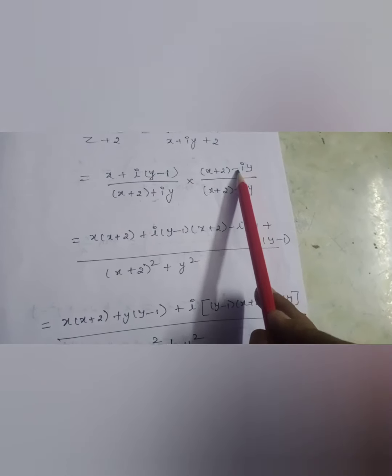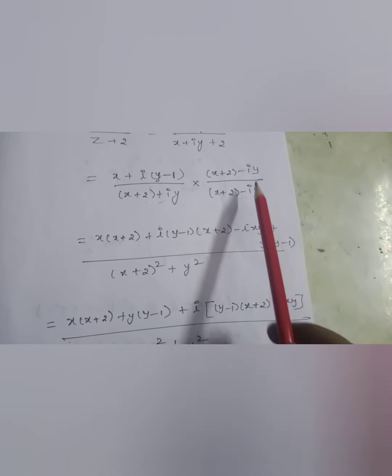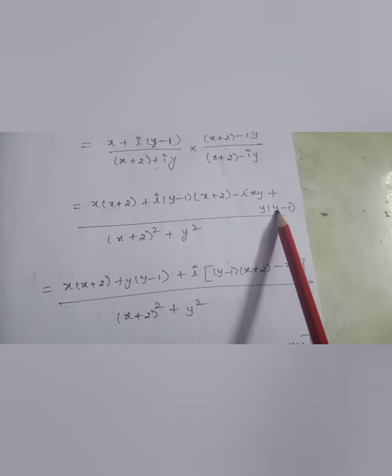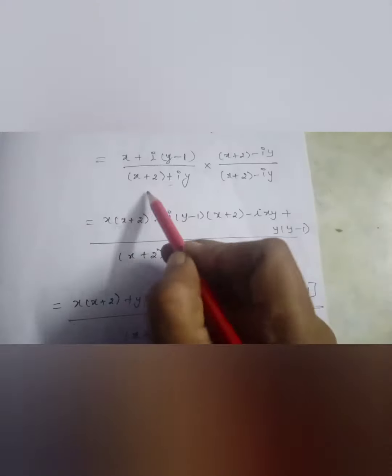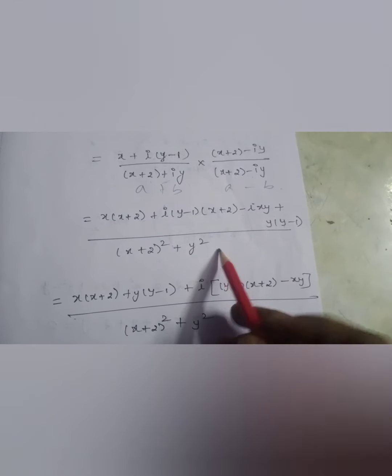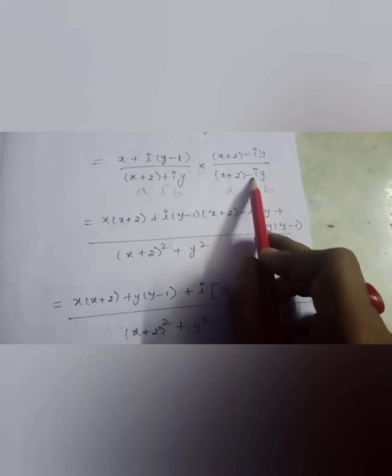So what happens? x into x plus 2 first, then i into y minus 1 into x plus 2, i into y into x that is ixy, and then i into i is i square, which is minus 1, so minus into minus becomes plus, y into y minus 1. And in the denominator, this is a plus b, a minus b. So what is that? a square minus b square. Since i square becomes minus 1, minus into minus is plus.